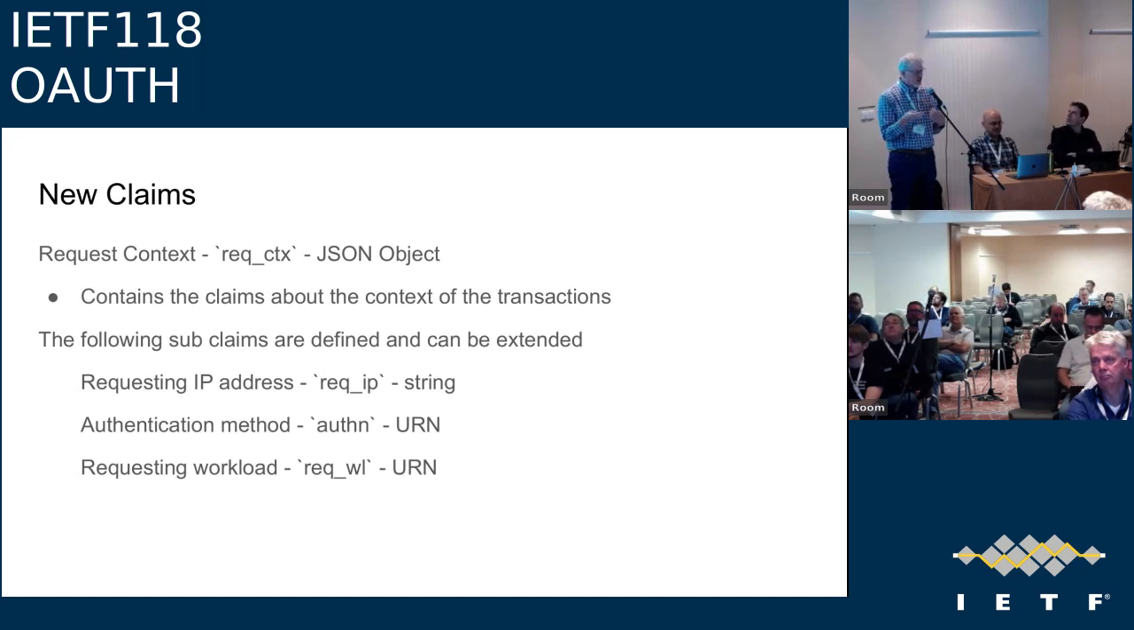We defined three subclaims. This obviously can be extended, talking about requesting IP, the authentication method, which workload requested it. And you can think of other things. If it was an OAuth world, you might want to stick the client ID in here as the requesting workload identifier or something of that nature.